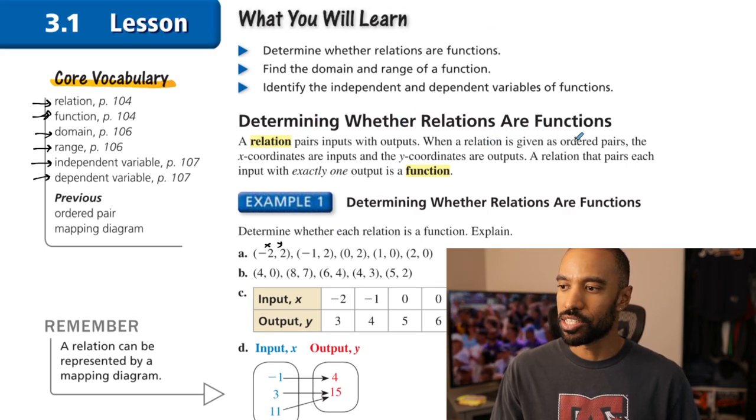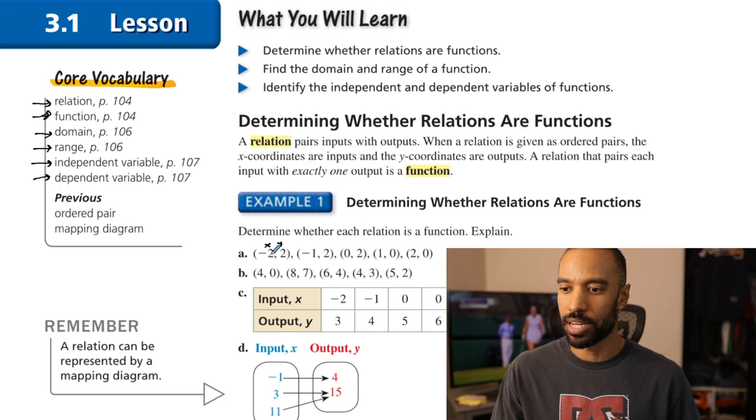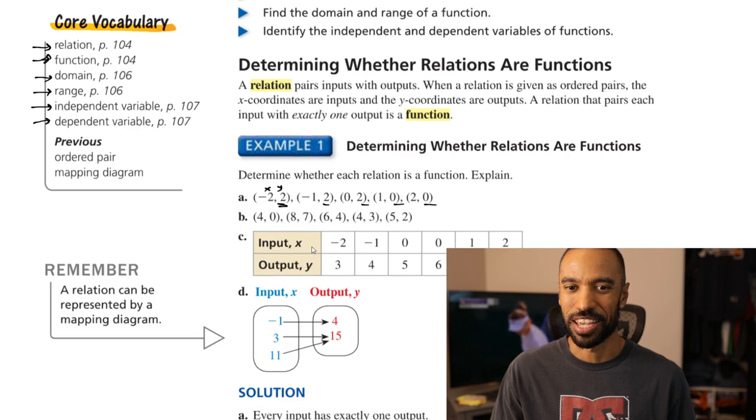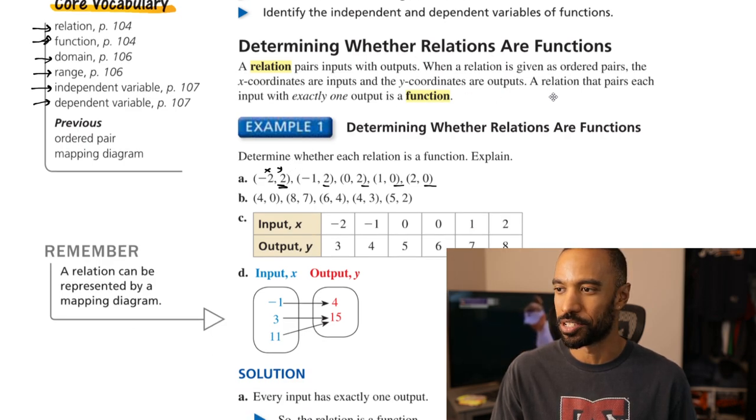When a relation is given as ordered pairs, the x coordinates are inputs. Boom. I got an input here, input here, input here. And the y-coordinates are outputs. So boom, I got outputs right there. These are probably parts of the questions they're going to ask.